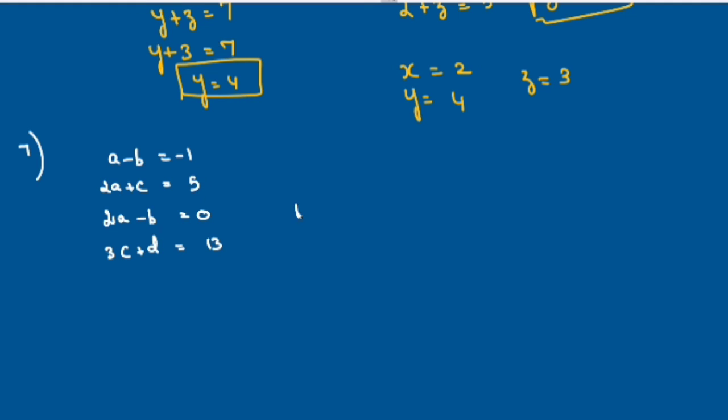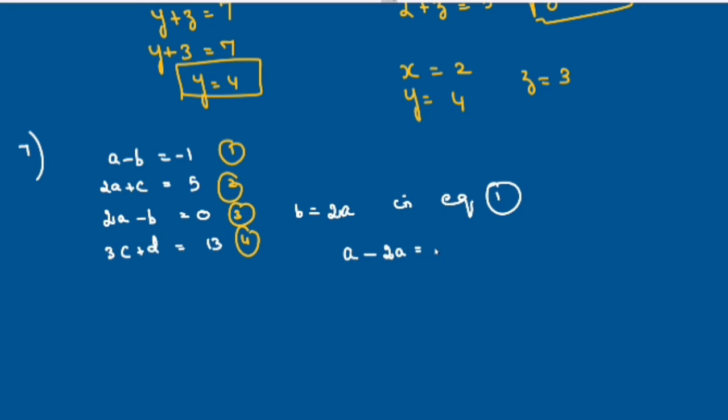So we can write b is 2a. Put that b in equation 1. So a minus b is a minus 2a is equal to minus 1. So minus a is equal to minus 1. a is equal to 1. So b will be double, b is 2a. So b is equal to 2.